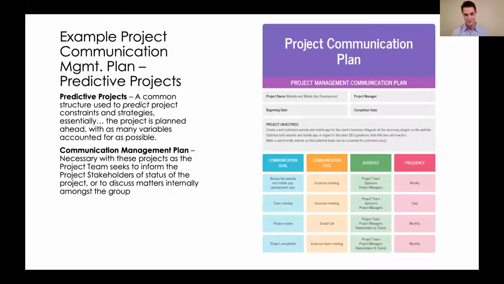So it's really important that if you're planning ahead and not always stepping through each phase of the execution of the project, these milestones are outlined correctly so they can be communicated effectively. The communication management plan for this type of project is necessary because the project team is seeking to inform the project stakeholders of the status of the project, or to discuss matters internally amongst the group. On the flip side, it's important to let your construction crews know, hey, that sidewalk's coming out, and you guys are going to be good to go next week, because I just talked with the foreman of that group and everything's on schedule.